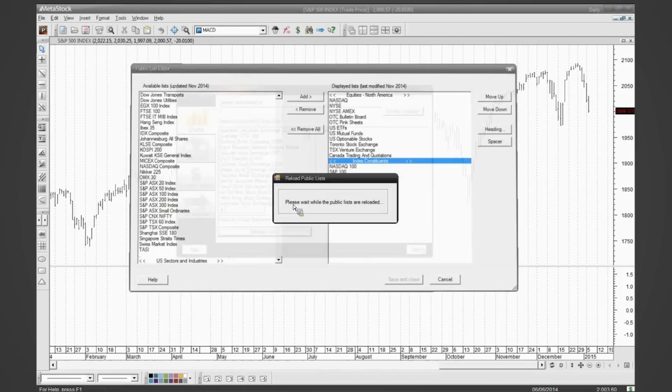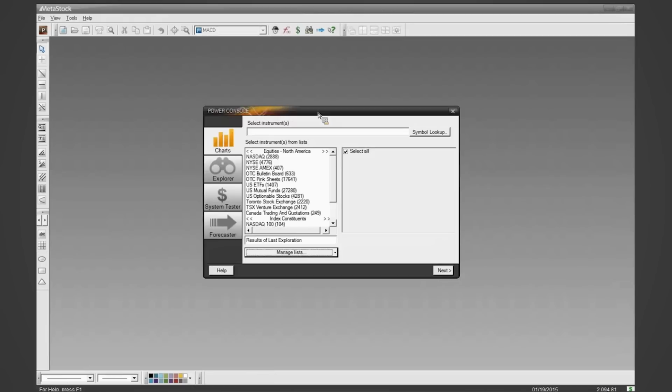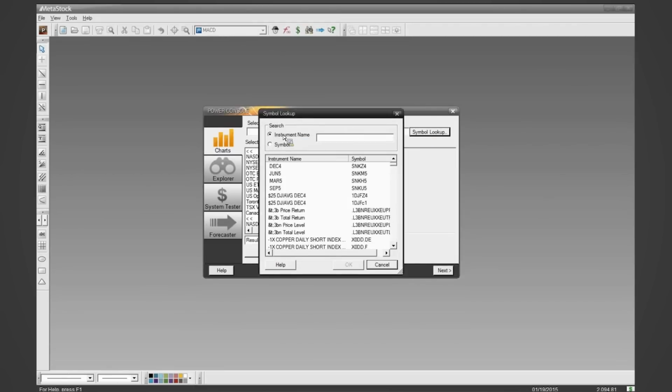Okay, so now when I come back into the Power Console, I just have the list that I want to see rather than the whole world. Let's start by opening up a chart. If I don't have a chart open, I'm in the Power Console, I can open up a chart one of two ways. If I know the symbol, let's say I was looking at Microsoft, I can just type it in. If I don't know that symbol, there's a symbol lookup function right here where I can type in Microsoft, and it will bring up everything that relates to Microsoft for me.